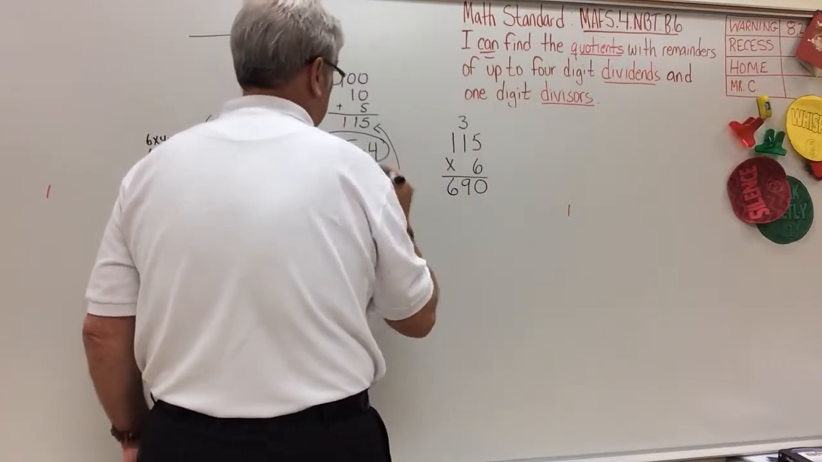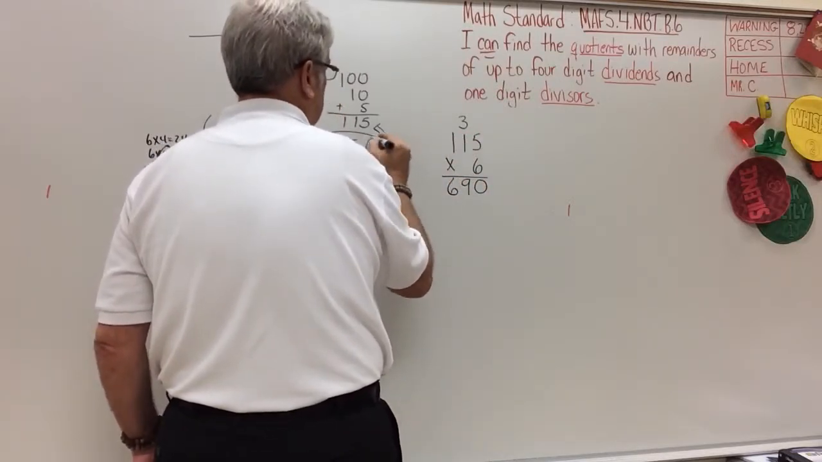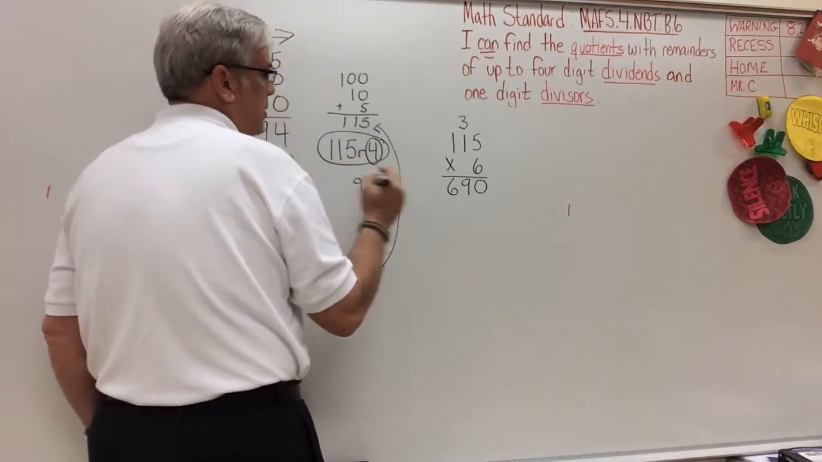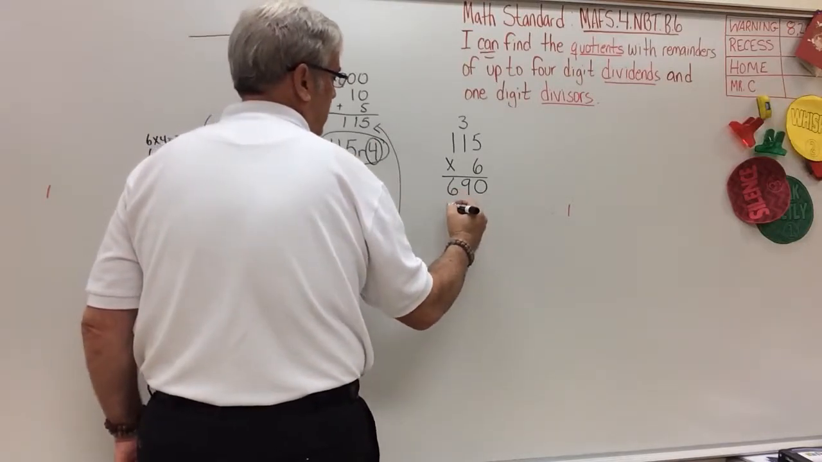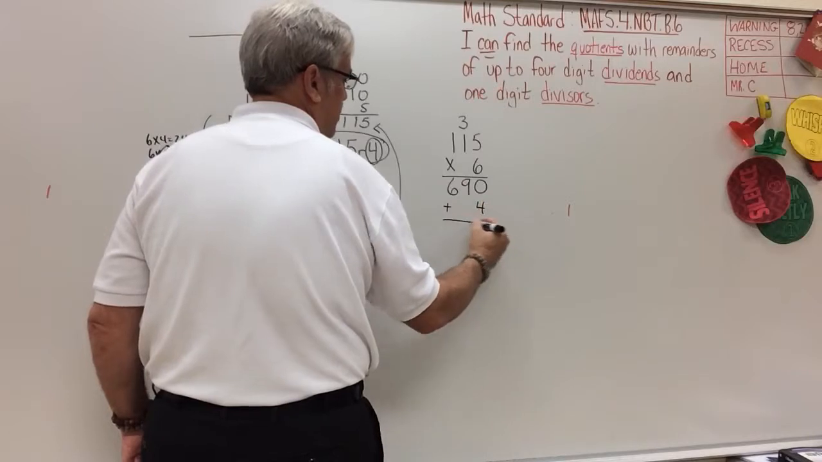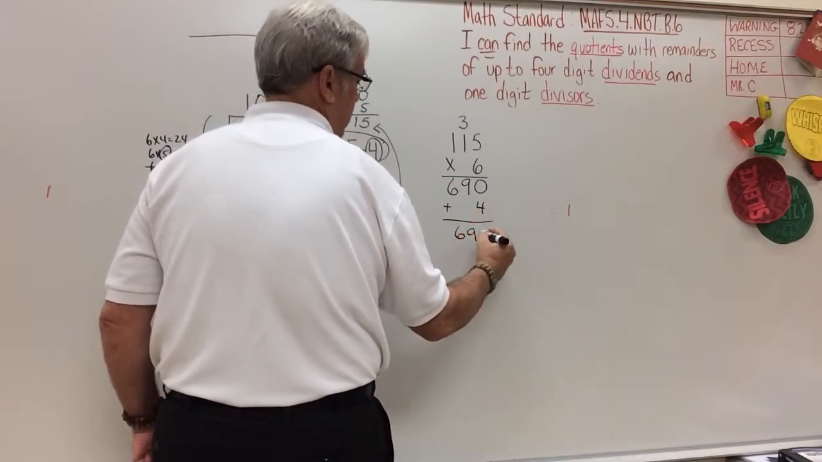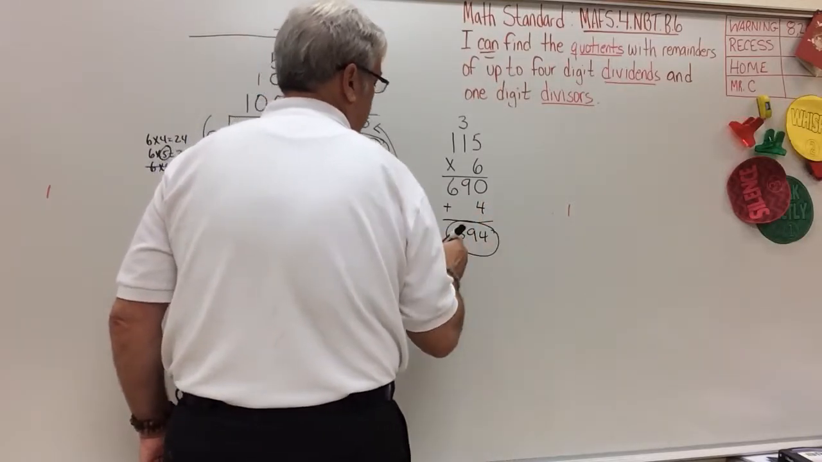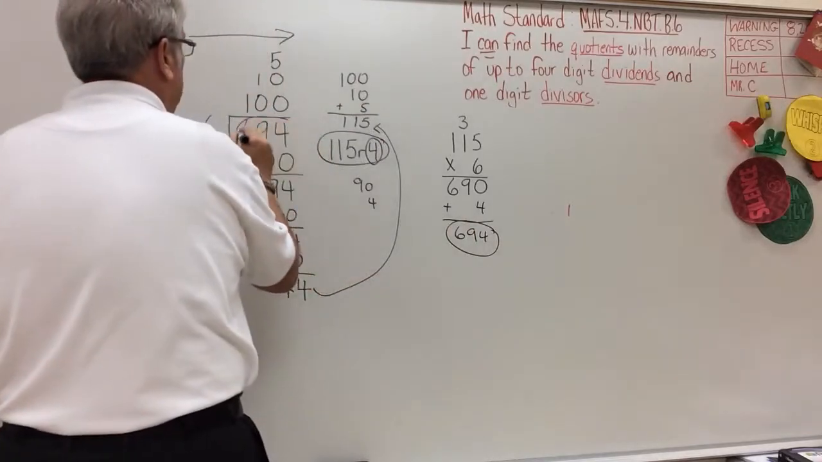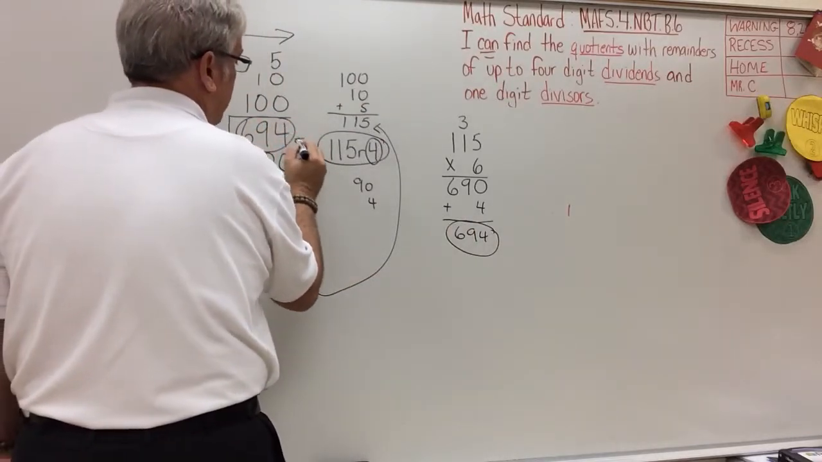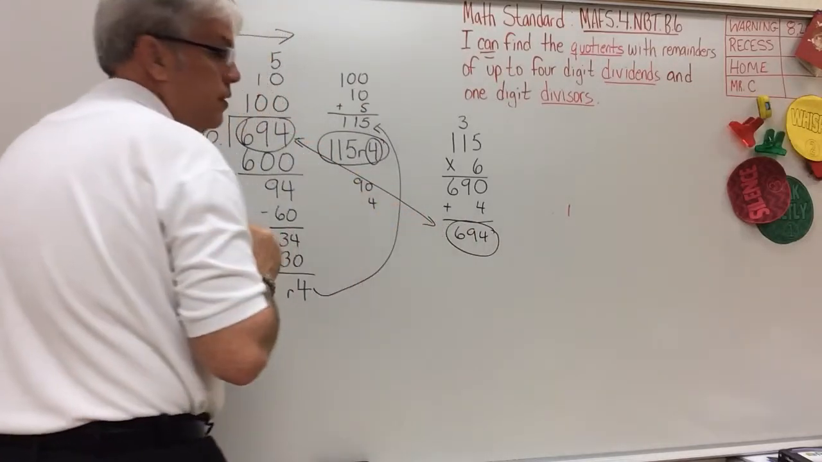690. Okay, then don't forget we have to add in our remainder. So 690 plus 4 is 694. So our product of that matches our dividend right here. They are both the same. Congratulations.